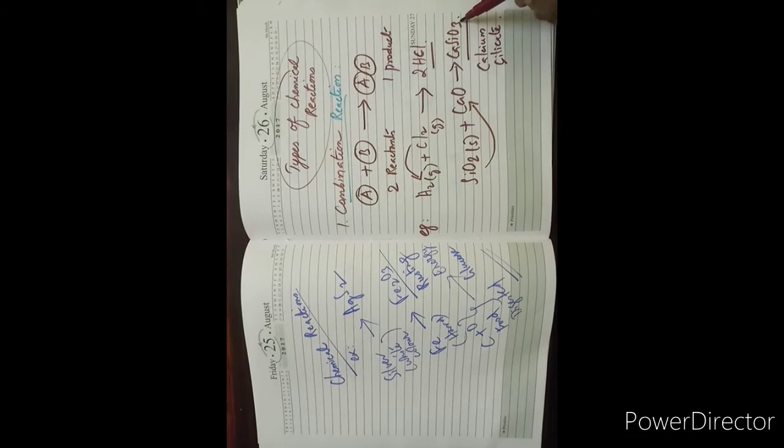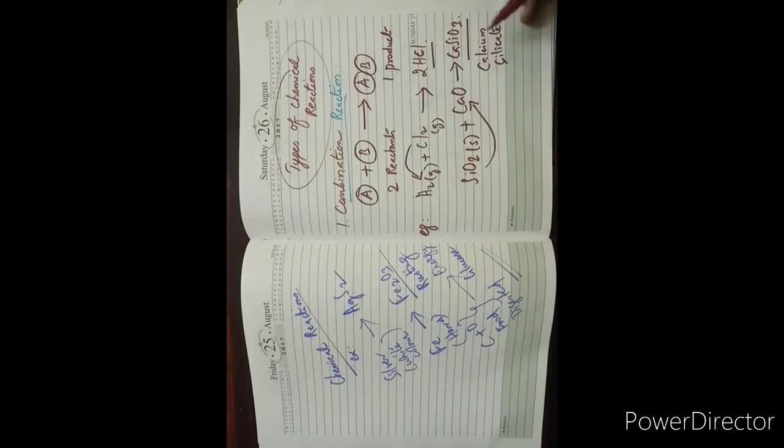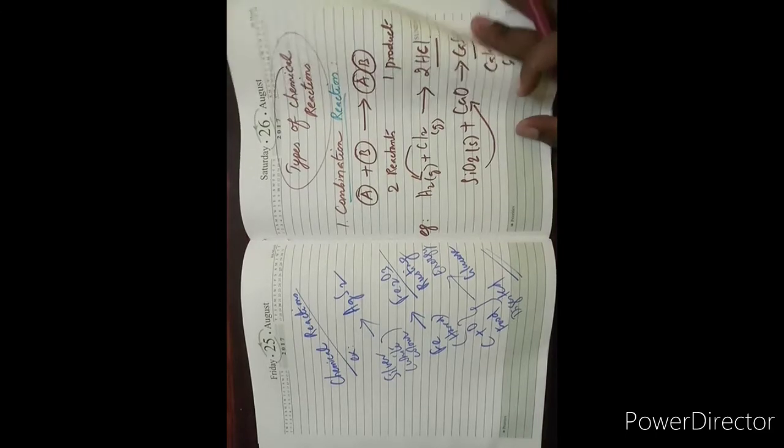CaSiO3. 2 hydrogen and 2 chlorine molecules. Generally it forms hydrochloric acid, so I have written 2 here. It is common for 2 hydrogen and 2 chlorine. So 2 or more reactants are combined to form one product. It is called as combination reaction.